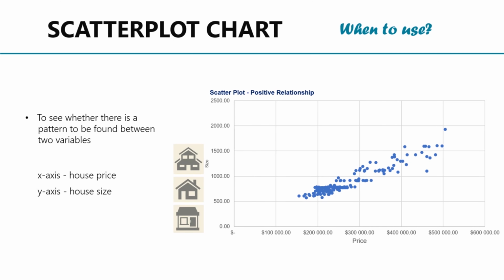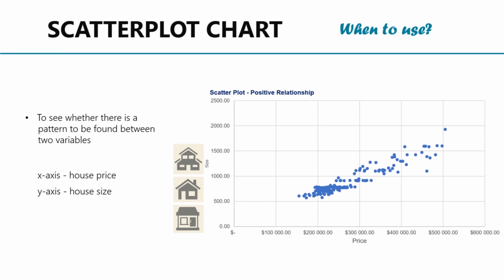When to use scatter plots. A scatter plot chart is a great indicator that allows us to see whether there is a pattern to be found between 2 variables. See the example we have here? The x-axis contains information about house price, while the y-axis indicates house size. There is an obvious pattern to be found, a positive relationship between the two. The bigger a house is, the higher its price.